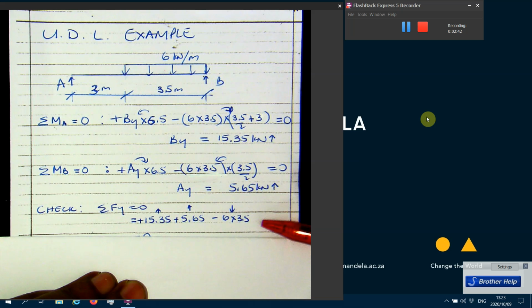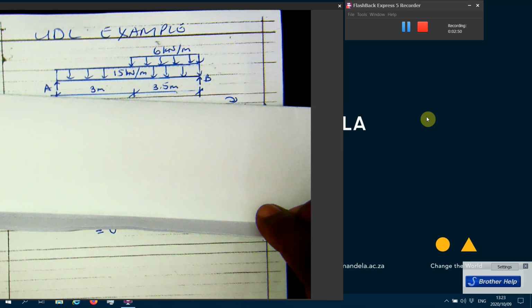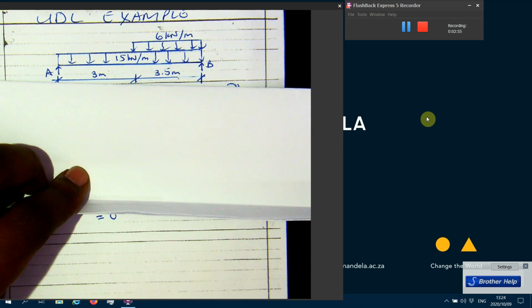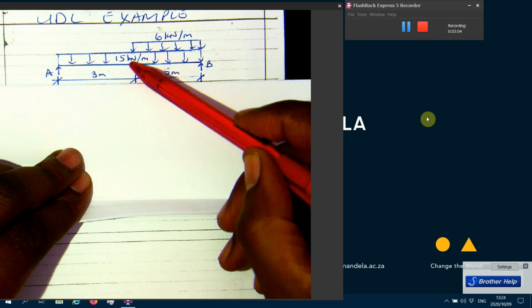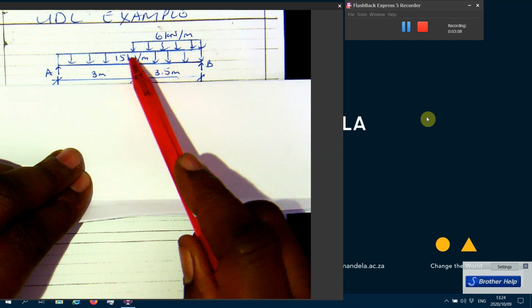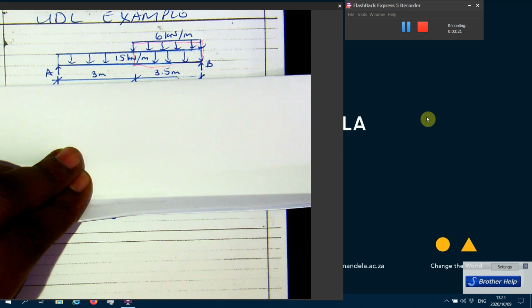Another example. Now, two uniformly distributed loads, one on top of the other. It's up to the students. Some students can deal with this, separate the 15. Some students can separate the load there. Then this part becomes 21 kilonewtons per meter. This UDL becomes 21 kilonewtons per meter. And then this part of the UDL becomes 15 kilonewtons per meter.